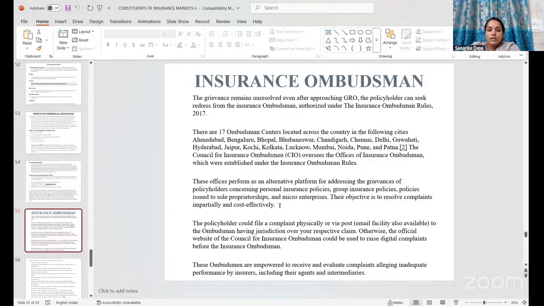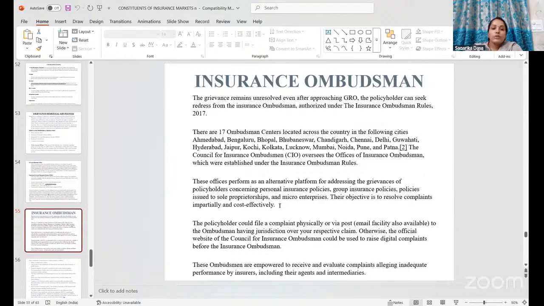These ombudsman offices will work for every type of insurance policy, whether it is an individual policy, a personal policy, a group insurance policy, or policies related to business organizations. Any organization or individual with insurance policy problems will be dealt with in the insurance ombudsman office.